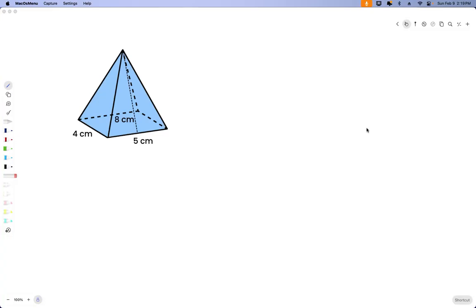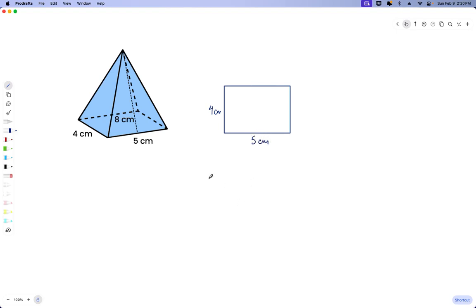All right, so let's look at this first one. We've got a pyramid here, and we can see that the base of the pyramid is not a square because one side is 4 centimeters and one side is 5 centimeters. So let's draw that first. We're going to grab a rectangle here. Okay, so one side is 4 centimeters and one side is 5 centimeters.